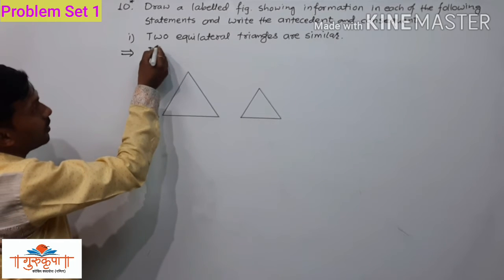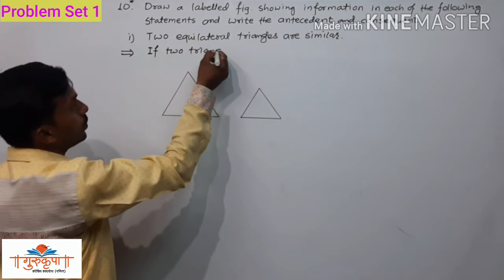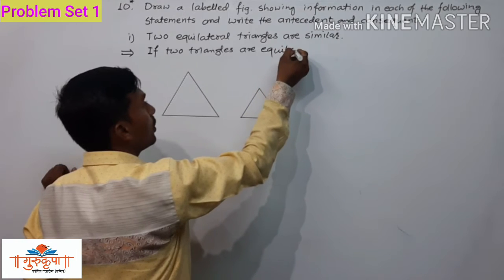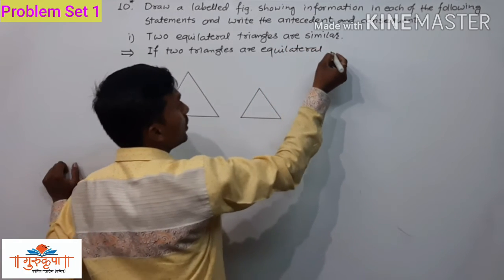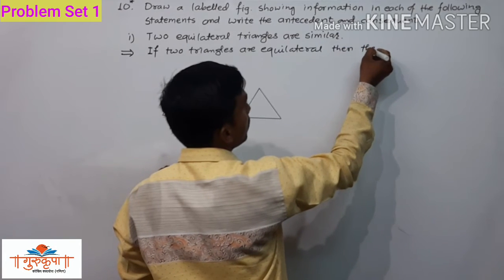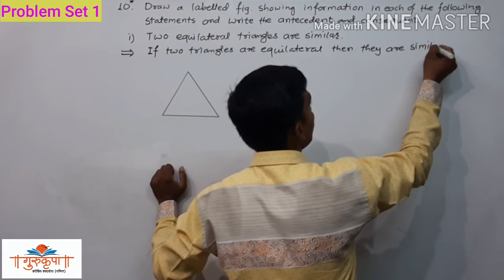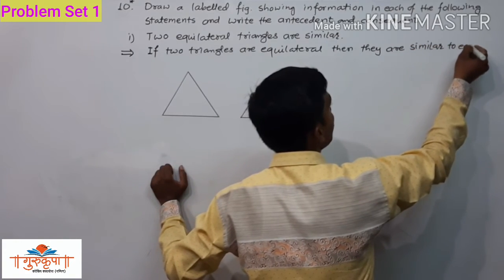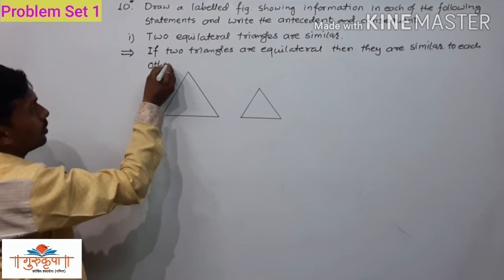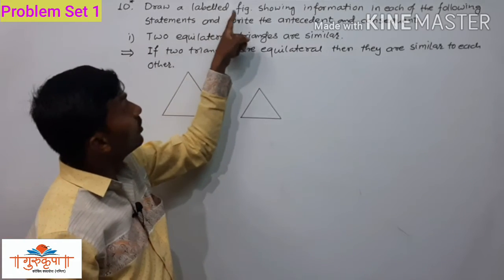So we will write that statement in the if-then form. If two triangles are equilateral, then they are similar to each other. This is the conditional statement. Now, draw a labeled figure.